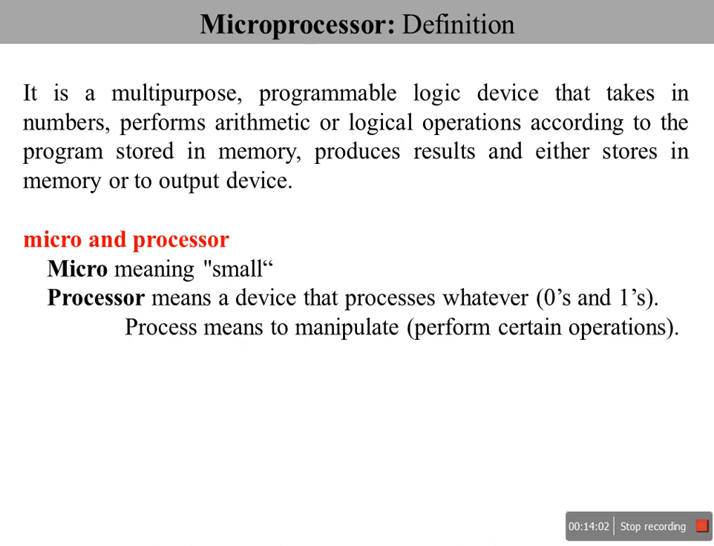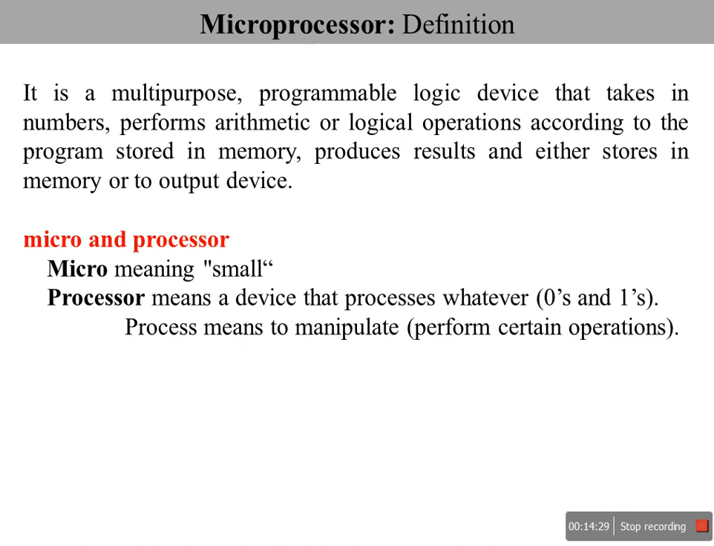Then the microprocessor takes the application from the memory, decodes it, and performs certain operations by taking numbers from input and performing certain arithmetic or logical operations. After that it produces the result according to the instructions stored. Those results can either be stored in the memory or given to the output. This is a very basic and generic definition of a microprocessor.